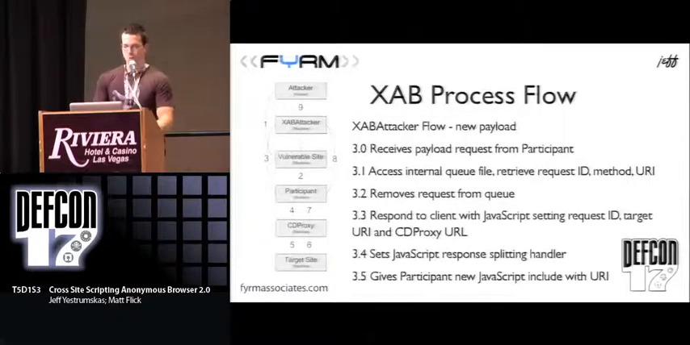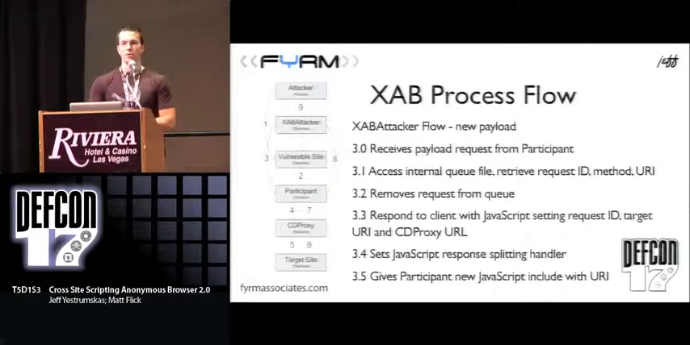So the XAB attacker, this is that core piece. It receives that payload request from the participant. It's simply a JavaScript source equals and then the location of the XAB attacker script. Very simple. What's going to happen is it's going to look at its internal queue file that HTTP proxAB has updated, and it's going to look to see what needs to be executed. It's going to remove that request from the queue and then respond to the client, aka the victim or participant, with some JavaScript that sets some other things that makes the actual request to the cross-domain proxy.